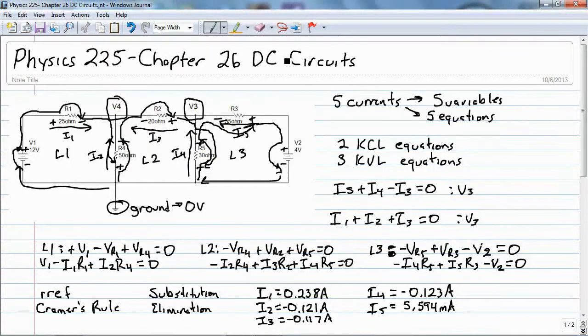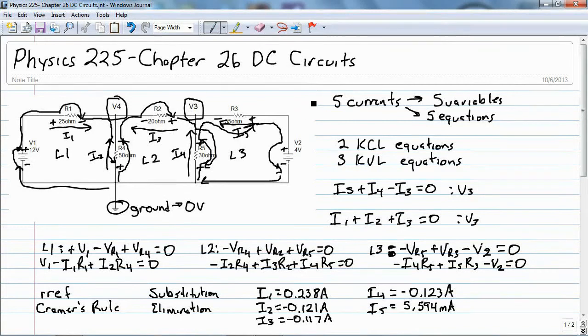I'm good with it. I3 is backwards because it's negative. It's flowing in the opposite direction. I4 is negative, so it's also flowing in the opposite direction. And I5 is positive, so it's flowing in the correct direction based on this circuit.